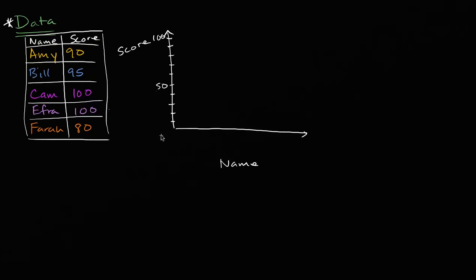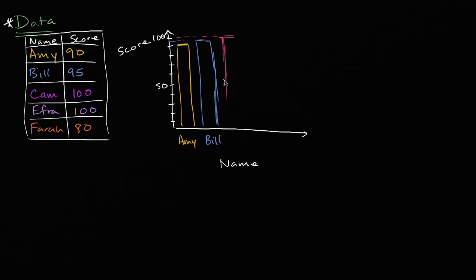And then you could go person by person. So Amy got a 90 on the exam, so the bar will go up to 90. So that is Amy, and then Bill got a 95, so it's going to be between 90 and 100, so it's going to be right over there. So that is Bill. And then you have Cam, who got 100 on the exam. Obviously I'm hand drawing it, so it's not as precise as if I were to do it on a computer. So this right over there, that is Cam's score.